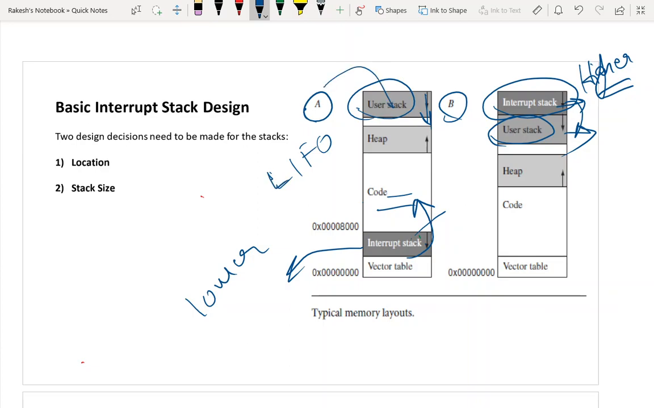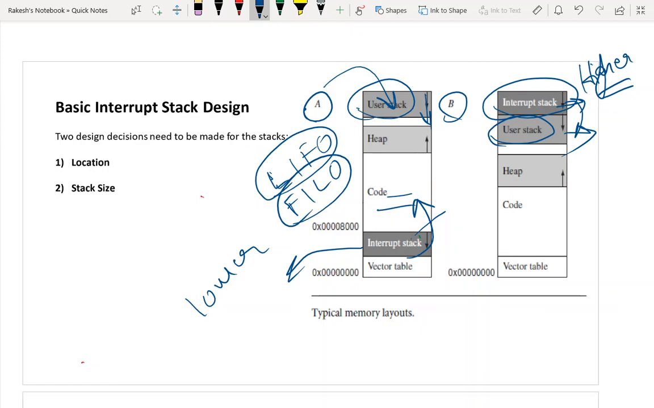Whatever content you push in first will be taken out last, and whatever content you push in last will be taken out first. It's the same as FILO. This one is last in first out, this one is first in last out.